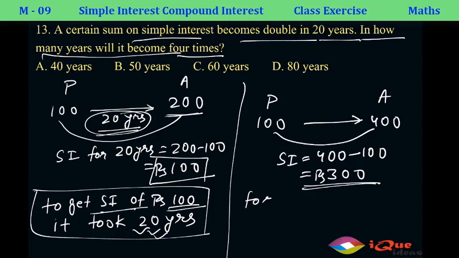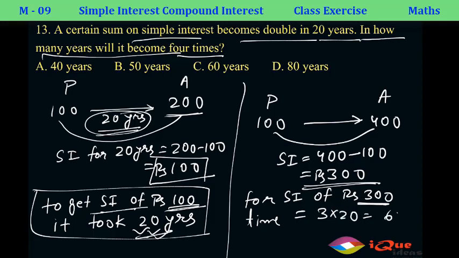Now we have already said that to collect interest of 100 rupees, it takes 20 years. So for simple interest of rupees 300, the time taken will be, for 100 it was 20 years, so for 300 it will be 3 into 20, which is 60 years. Alright, so this was a very beautiful question again. You had to look at it very carefully. So the answer is C option, that is 60 years. Alright, now let's go to the next question.